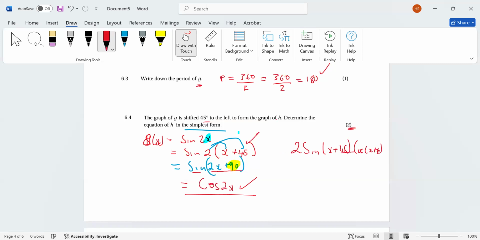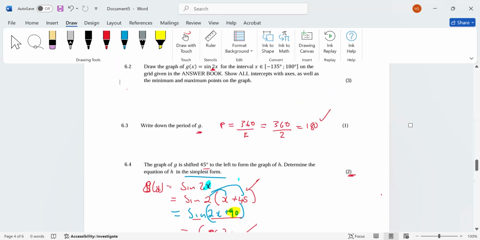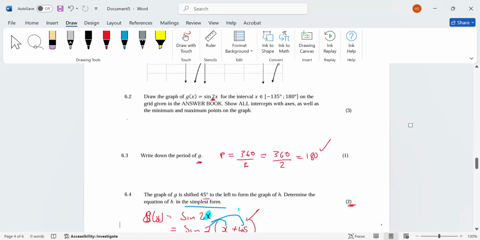That's 2 marks. You're looking at the mark. The other thing that we're also interested in is the mark. Okay, it's fine. Moving on.